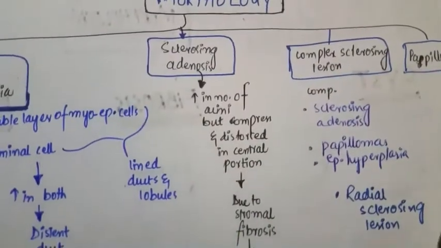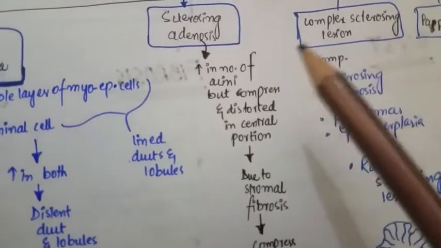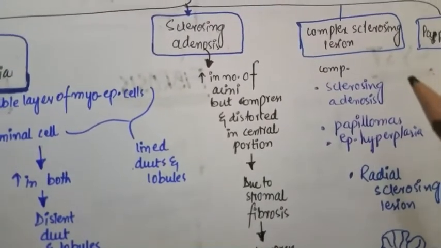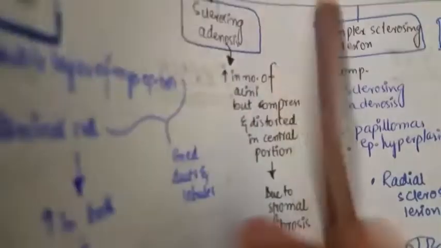Now comes the sclerosing adenosis. As I discussed earlier, adenosis means an increased number of acini. But what is meant by sclerosing? Sclerosing means fibrosis.